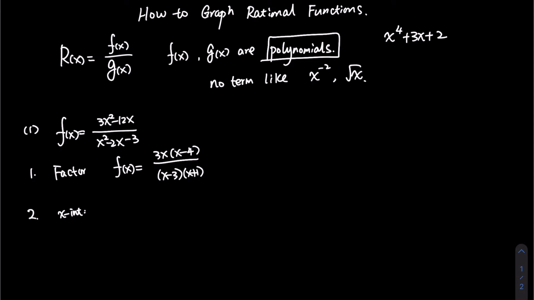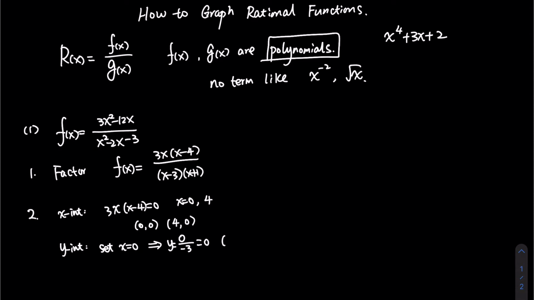So x-intercept, the numerator has to be 0. So x times x minus 4 equals 0. So x equals 0 or x equals 4. So the x-intercepts are (0, 0) and (4, 0). Y-intercept, we set x equals 0. We plug x equals 0 into the original equation. So y equals 0 over negative 3 equals 0. So the y-intercept is (0, 0).